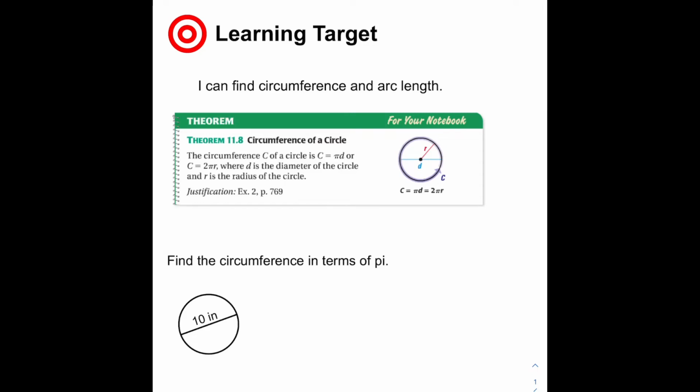Alrighty, if we take a look at circumference and arc length. So circumference is like the perimeter of a circle, and we can find it two different ways. We can take pi and multiply by the diameter, or two radiuses equal one diameter, so we can do 2 times the radius times pi as well.